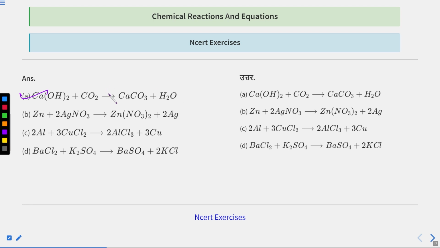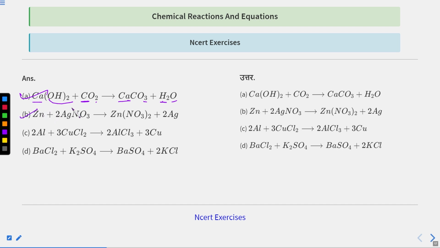plus H2O. This equation is already balanced because you can see 1 calcium, 2 plus 2, 4 oxygen on the left, and 3 plus 1, 4 oxygen on the right. You can see 2 hydrogens and 1 carbon. So this equation is already balanced, so you need not follow any steps. You can only make a tabular form and write the answer.